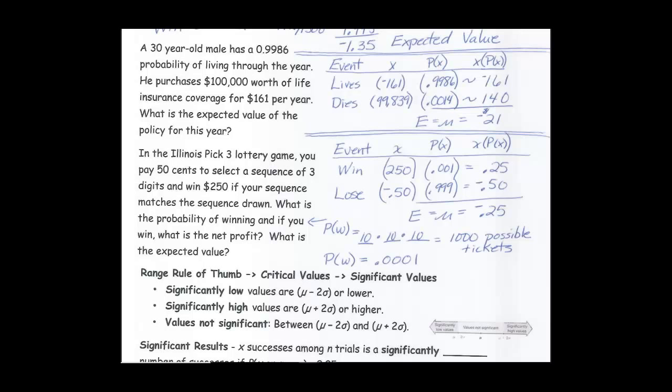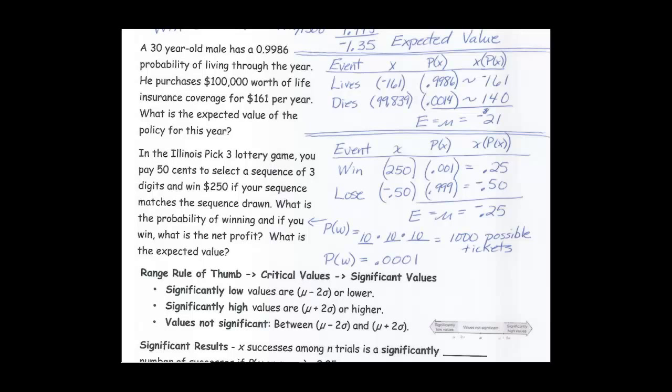Okay, back to gambling. In the Illinois Pick 3 lottery, you pay 50 cents to select a sequence of 3 digits and pay $250 if your sequence matches the sequence drawn. We have a series of questions that we need to answer here. What is the probability of winning? And if you win, what is the net profit? And what is the expected value?